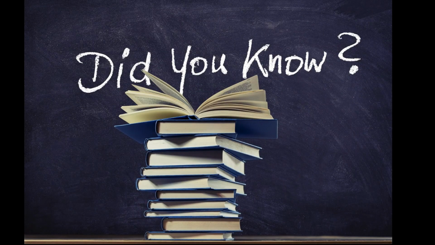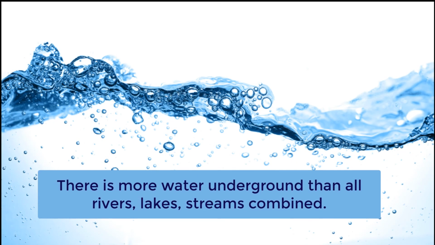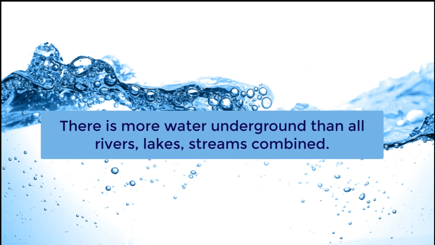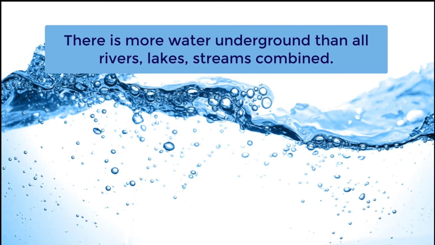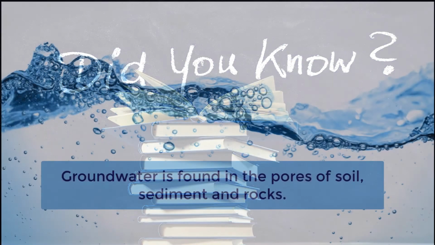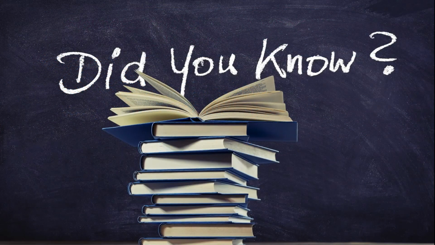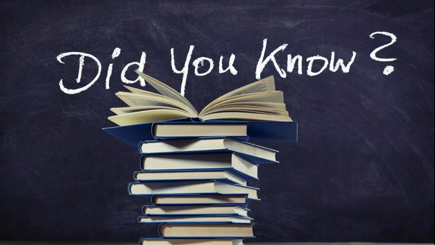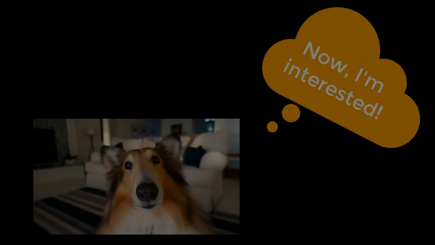Let's start with a couple surprising facts. Okay, did you know there's more water underground than in all the lakes and streams on the Earth's surface? In fact, underground aquifers hold 99% of all liquid fresh water. The rest is in lakes, rivers, and streams. Groundwater is found in the pores of soil, sediment, and rocks. And groundwater provides 50% of all drinking water in the United States. And in a typical year here in California, it provides 36% of all of our water.